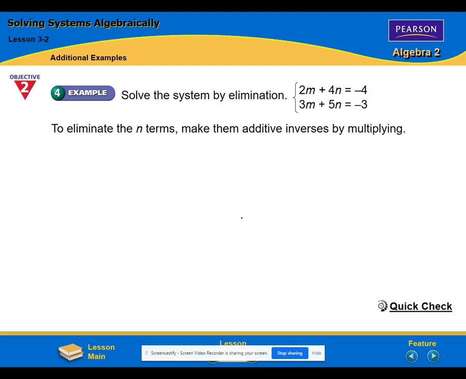Here we have one that they say solve by elimination. And you should notice that, again, you have standard form, and they've got the m's over the top of each other. We've got the n's, we've got equals, we've got constants. It feels like we're good to go, but there's a problem. The problem is if I add down here, 2m plus 3m is 5m. 4n plus 5n is 9n. You're just going to have a new equation here that says 5m plus 9n equals negative 7.